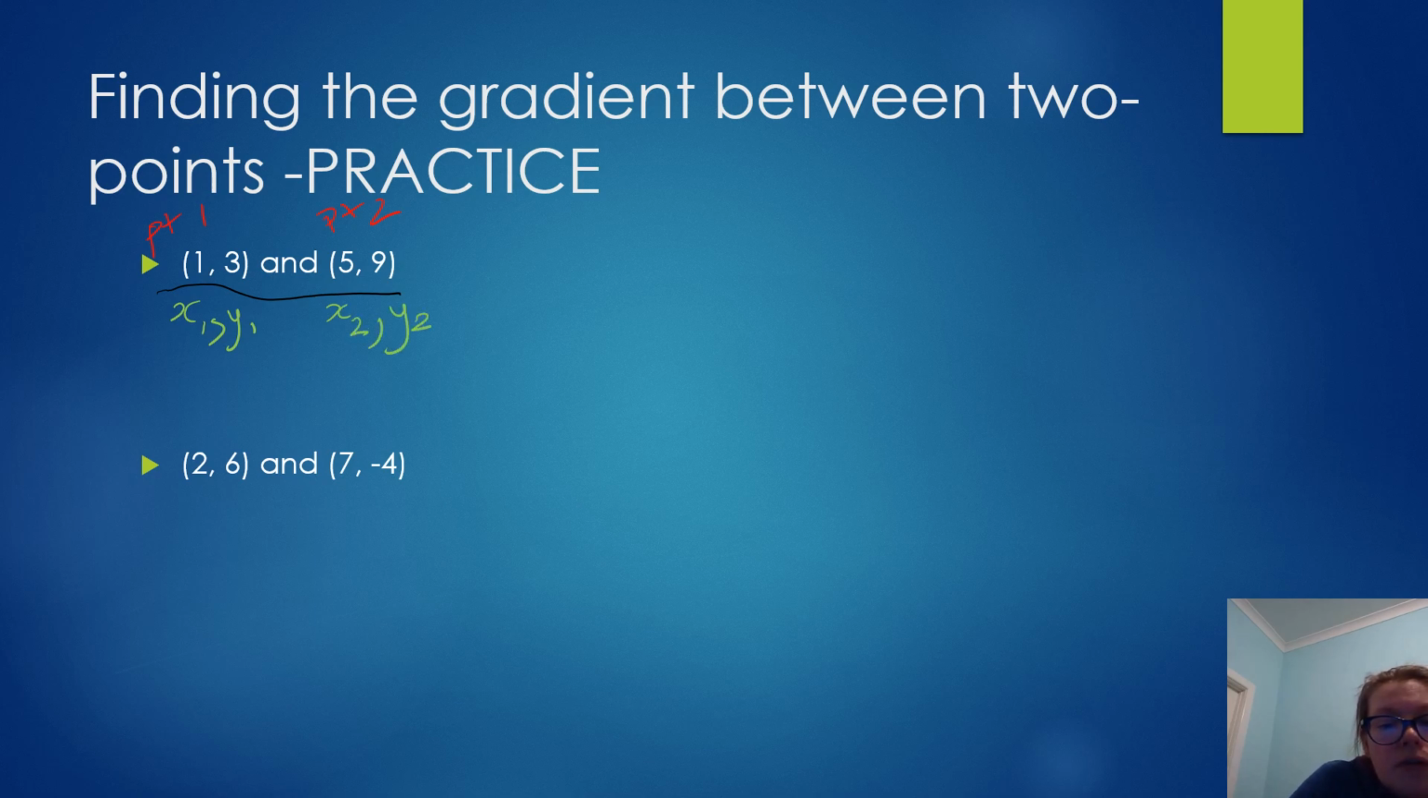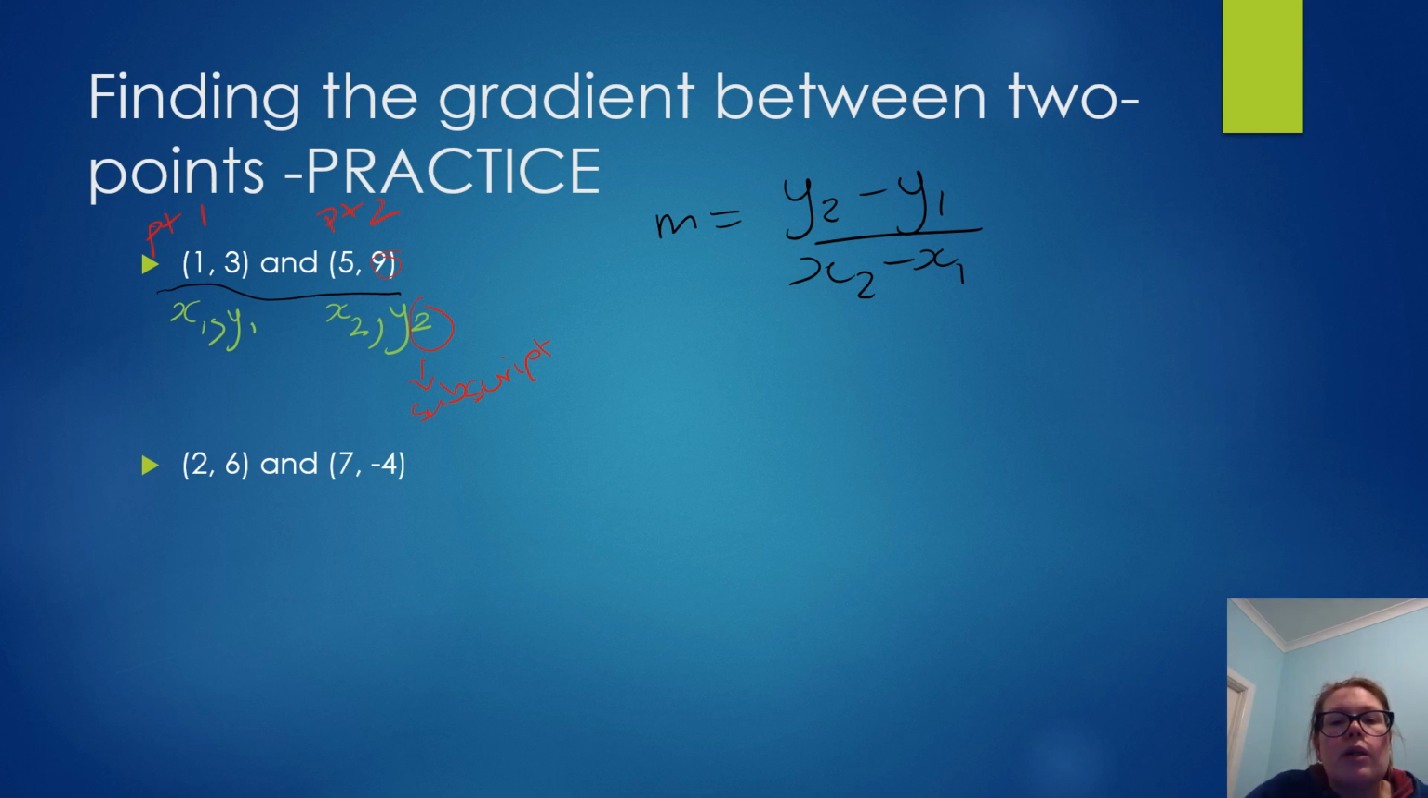Now a few people got confused the other day about these little numbers here. They're called subscripts, and we're essentially naming the coordinate here. So y2 is equal to 9. So we're going to use the equation m equals y2 minus y1 over x2 minus x1, and that minus just means it's a difference between 2 points. So what is the difference between 9 and 3, and what is the difference between 5 and 1? We're going to find that out by substituting in.